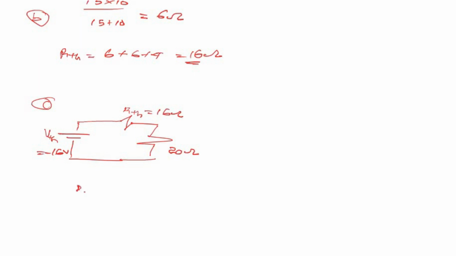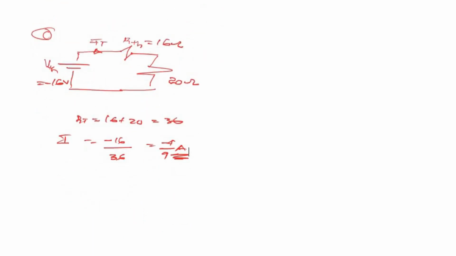So we are having R total is equal to 16 plus 20, which is equal to 36. Then our total current flowing here, IT, is equal to minus 16 all over 36, and this is equal to minus 4 over 9 amp. So this is the C part. We have gotten the current flowing across the 20 ohm resistance.